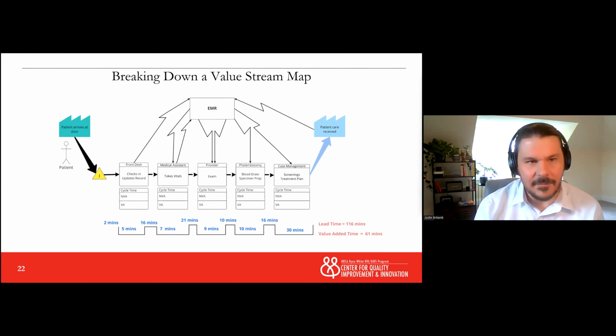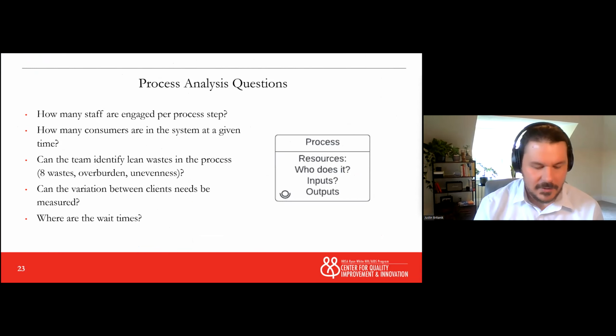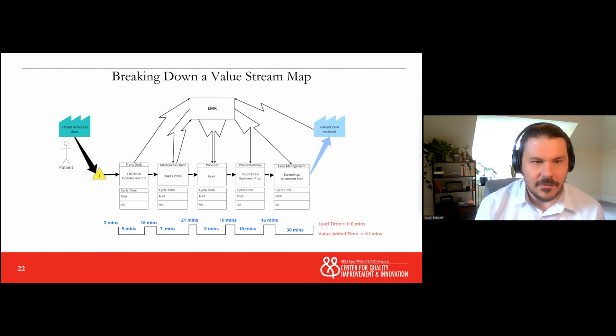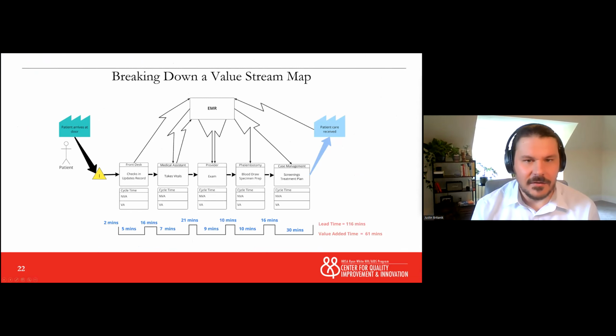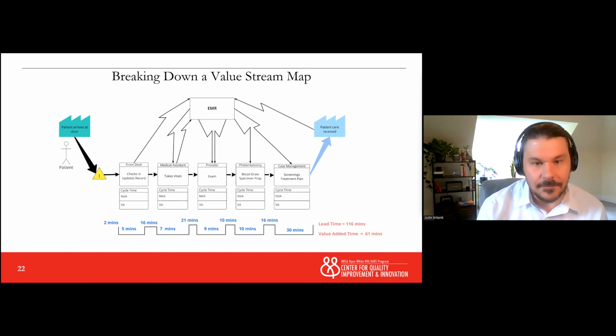So out of the 116 minutes from the time I come to the door until the time I'm walking out of there, it took almost 2 hours. And only about half of that time was value added time. The rest of it was things I was required to do, or wait time, or other things that weren't really fundamentally changing my service experience, or things that I don't think are high priorities for me.